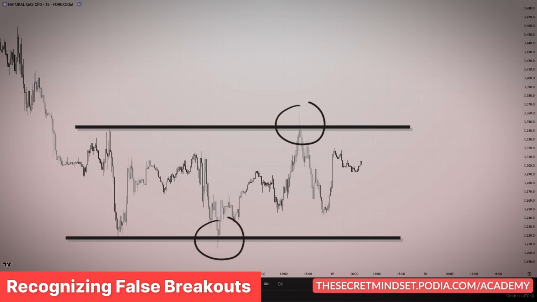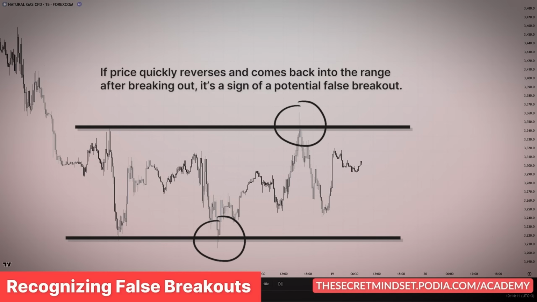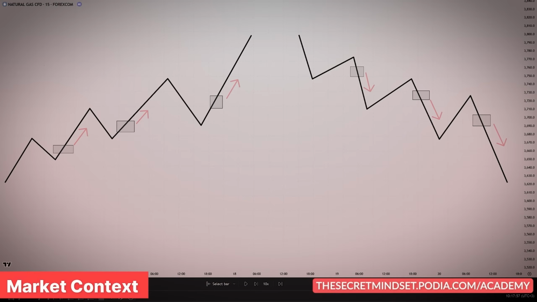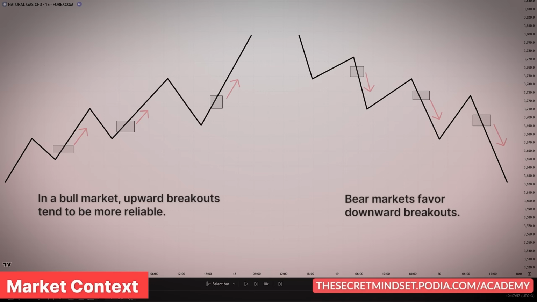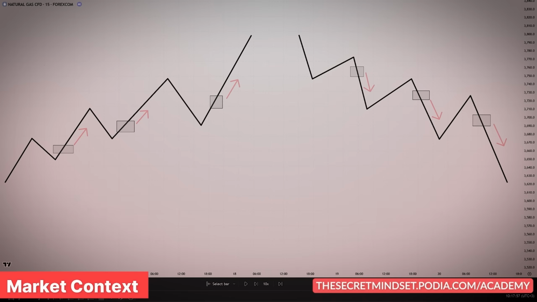However, if the breakout fails and price remains stuck in a larger trading range, that's a sign that the attempted trend change has failed. Another thing to consider is the overall market context. In a bull market, upward breakouts tend to be more reliable and profitable, while bear markets favor downward breakouts. Trading with the prevailing trend will tilt the odds in your favor.